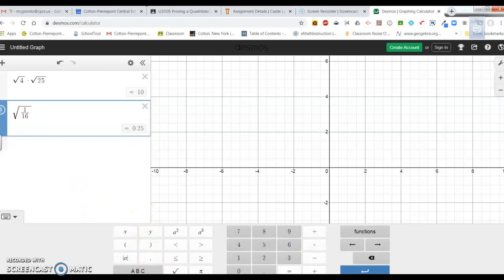Okay, so that is an introduction to square roots. We'll finish the rest of the notes in the next lesson.